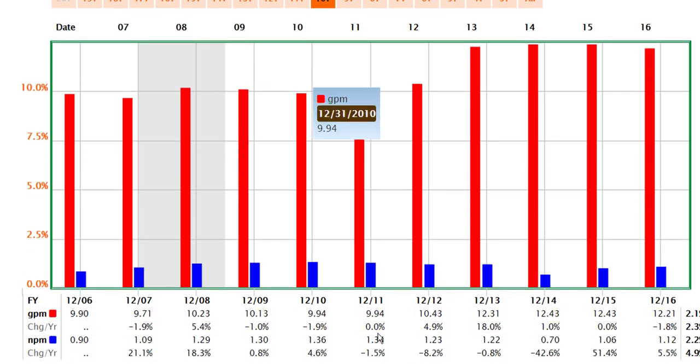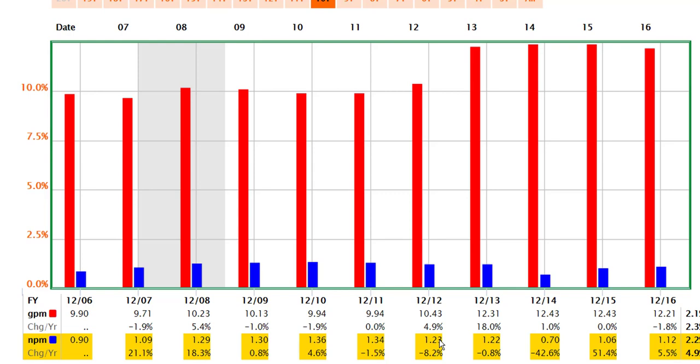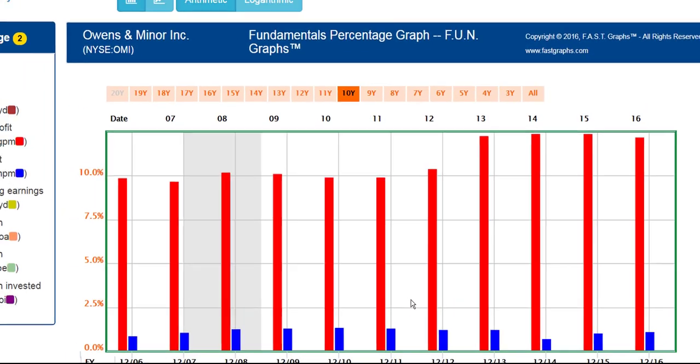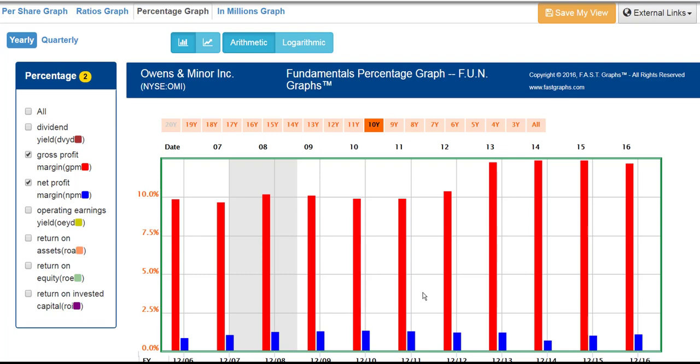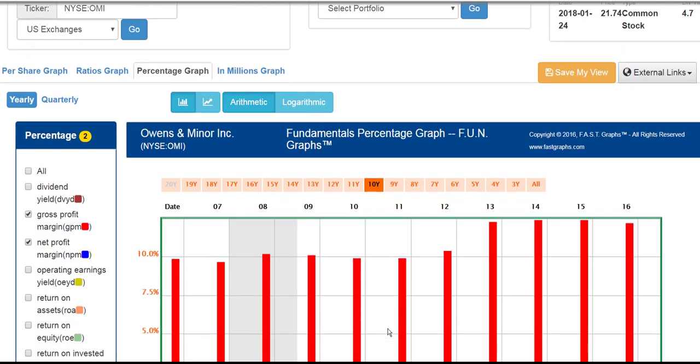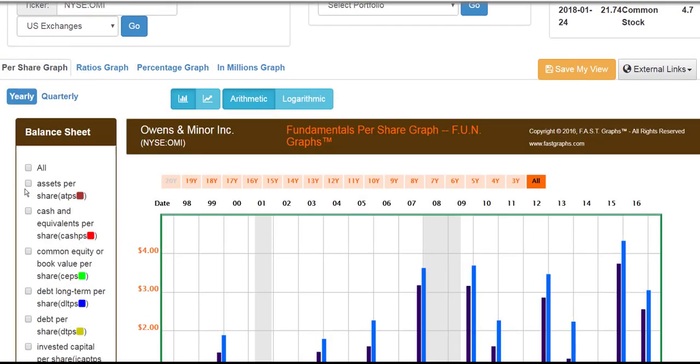The net margin, however, is probably averaging 1.12%, but in many cases goes below 1%. So it's clearly a commodity business. This company does not generate either high gross or high net margins, almost single-digit gross and low single-digit net margins. So that's a problem.